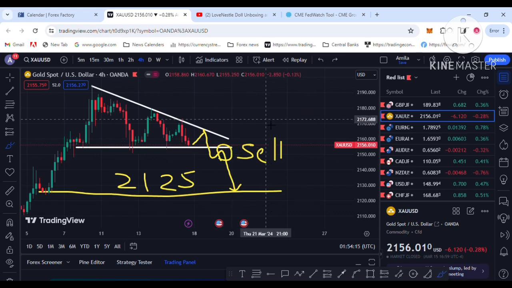You should remember that market uncertainty is there. If market uncertainty continues next week, that will be a reason for gold demand. You should remember that. So that is my analysis for next week.